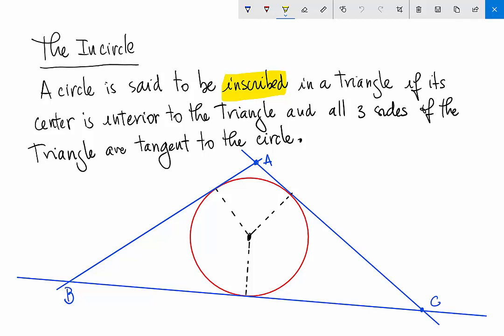In this lesson, we will study the concept of the incircle. So, by definition, a circle is said to be inscribed in a triangle if its center is interior to the triangle and all three sides of the triangle are tangent to the circle. So, you will see on the screen a red circle which is inscribed inside a blue triangle, and as you can see, the radii of our red circle are all tangent to the three sides of the triangle.